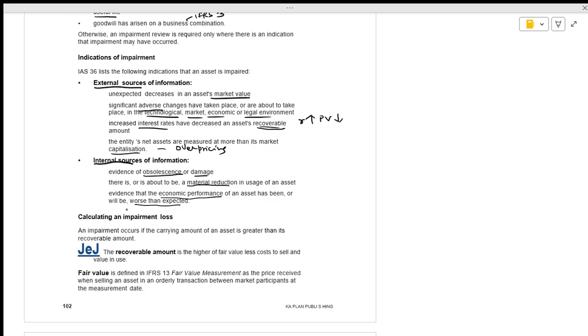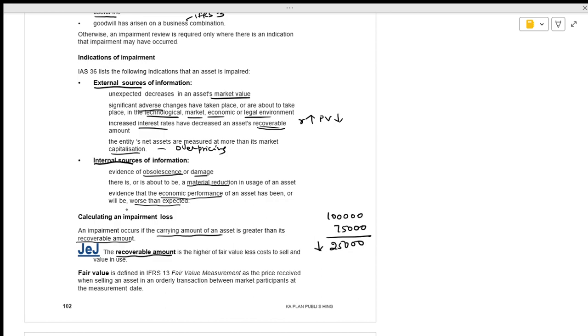How do we calculate the impairment? Impairment loss occurs if the carrying amount of an asset is greater than the recoverable amount. Carrying amount is 100,000, recoverable amount is 75,000. Then there is an impairment of how much? The recoverable amount is the higher of fair value less cost to sell or value in use. This is the definition of recoverable amount. What is the recoverable amount? It is the higher of the fair value less any cost to sell or expenses.